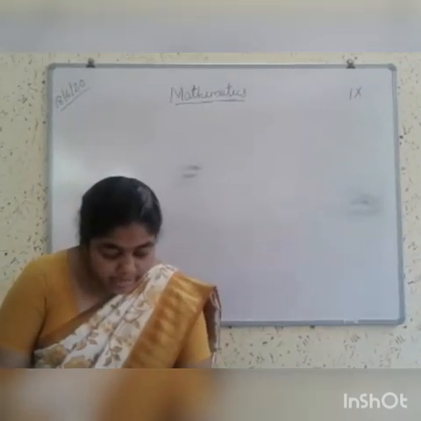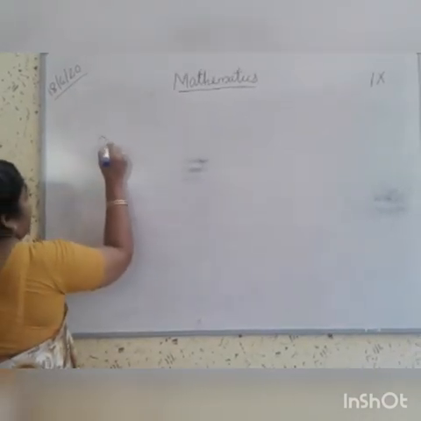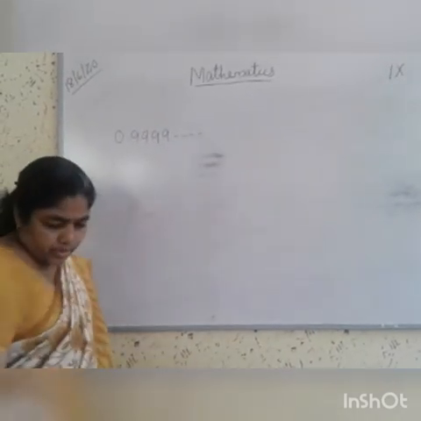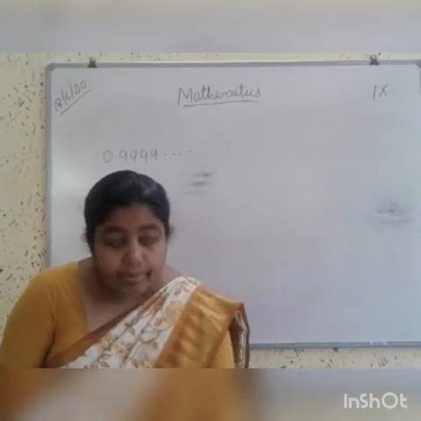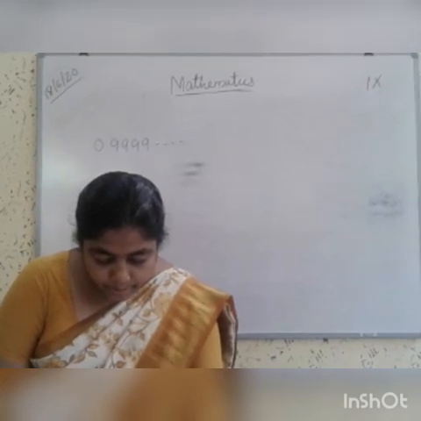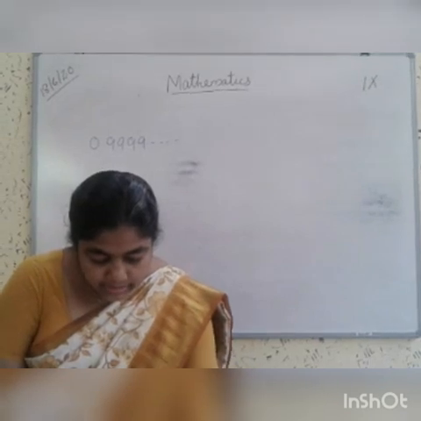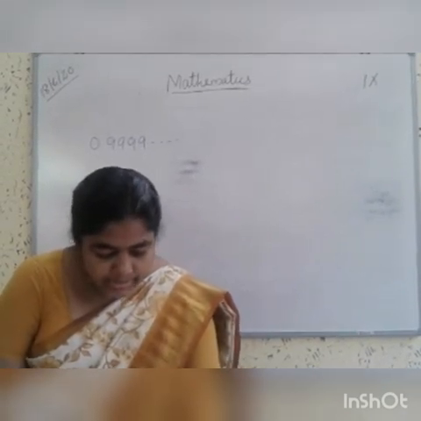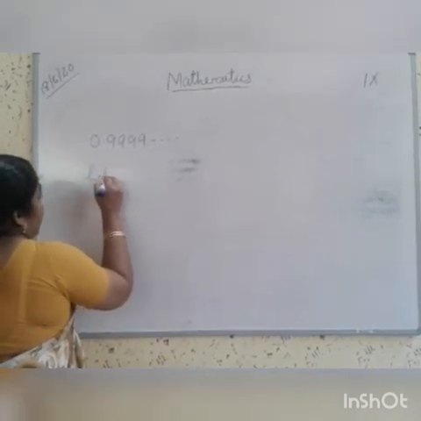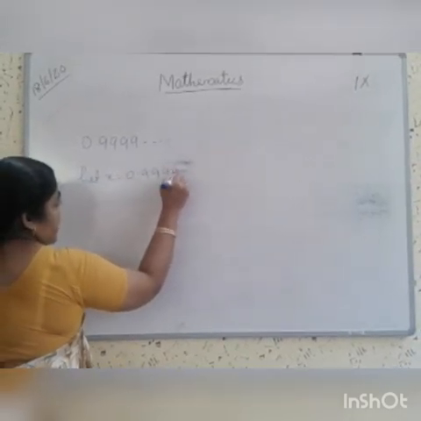Question number 4. Express 0.999 etc. in the form P by Q. Are you surprised by your answer? With your teacher and classmates, discuss why the answer makes sense. So first step is, let x is equal to 0.999 etc.